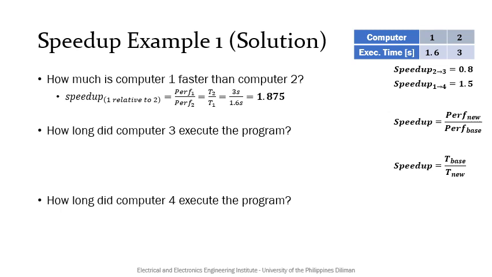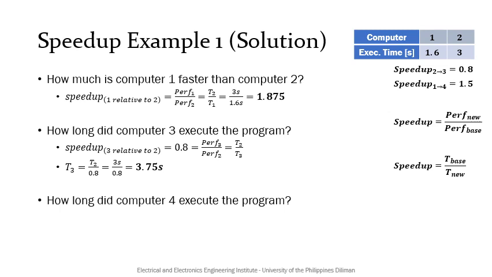For the second question, we will use the given speedup from 2 to 3. The speedup for computer 3 relative to 2, or from 2 to 3, is 0.8. So, 0.8 is the ratio of T2 and T3. Solving for T3, we have T2 over the speedup, or 3 over 0.8, and we get 3.75 seconds.